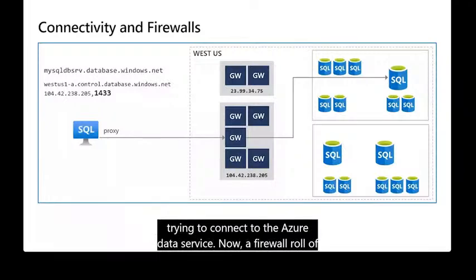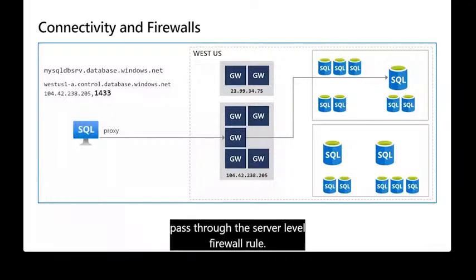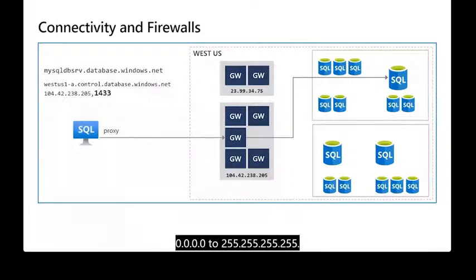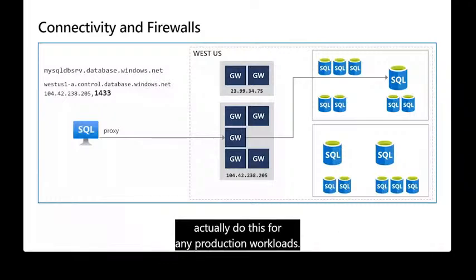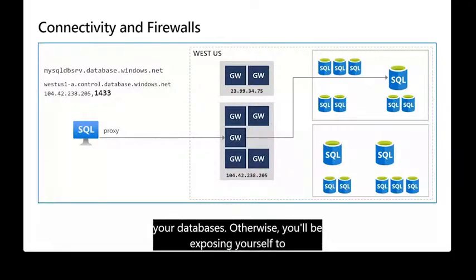Now, a firewall rule of 0.0.0.0 enables all Azure services to pass through the server level firewall rule. So if you wanted to open up your data service to the world, you can also specify this range to be between 0.0.0.0 to 255.255.255.255. However, keep in mind that you shouldn't actually do this for any production workloads and only allow access for the machines and applications that need to access your databases. Otherwise, you'll be exposing yourself to a lot of security vulnerabilities on the network.